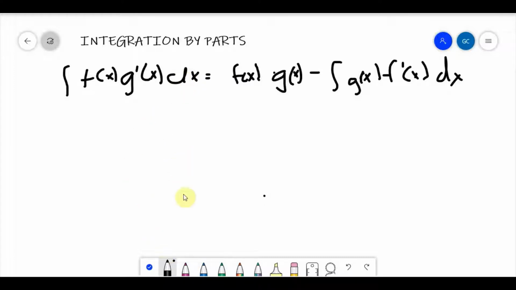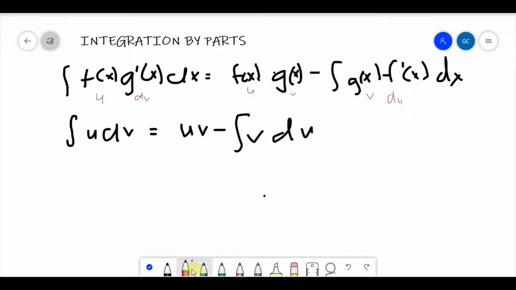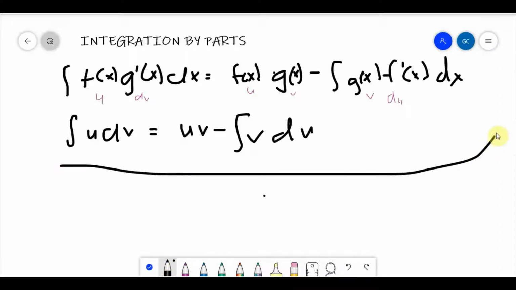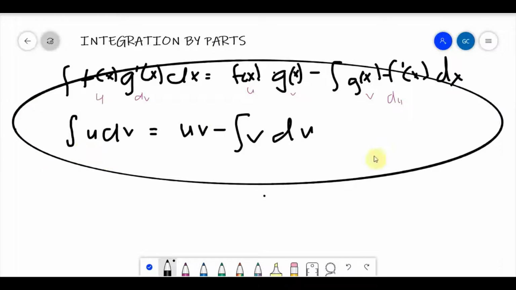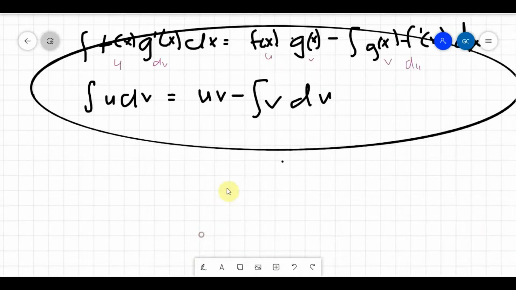Now, to further understand that, we let the integral of u dv be equal to u times v minus the integral of v du. Now, we will use this entire formula. We will use this formula in solving integration by parts.